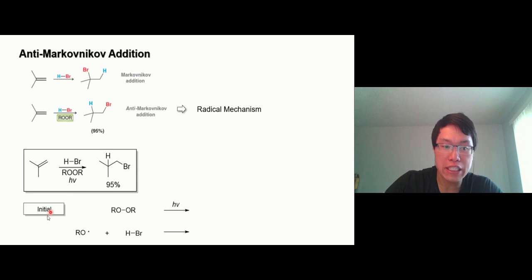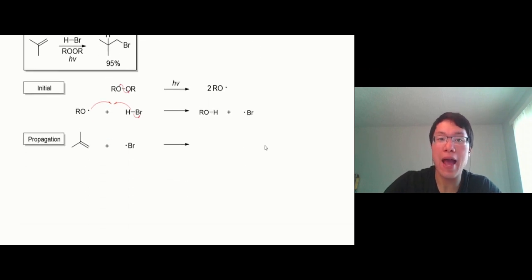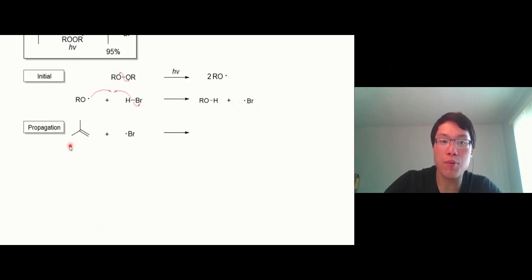Anyway, that's the reason why we have to add light to break the peroxide, right? The whole goal of the initiation step is to make a bromine radical. Let's see how to make a bromine radical. All right, so break this bond apart. You should get two equivalents of the RO radical, the oxide radical. And the oxide radical will attack HBr, and that's how you get a bromine radical right there.